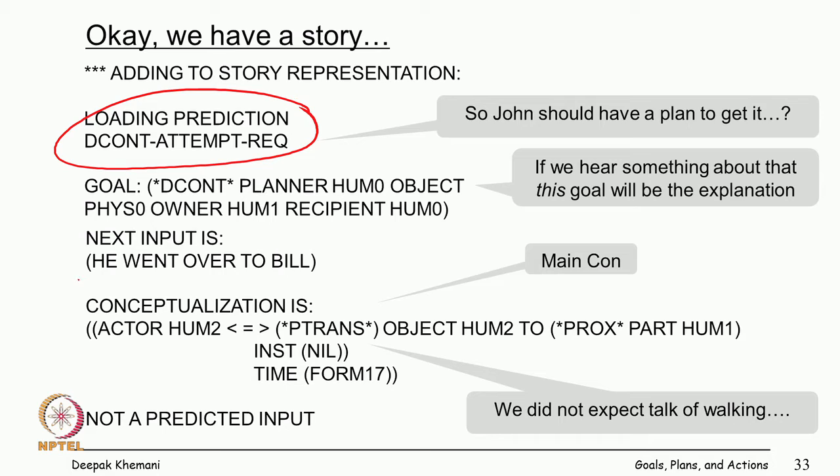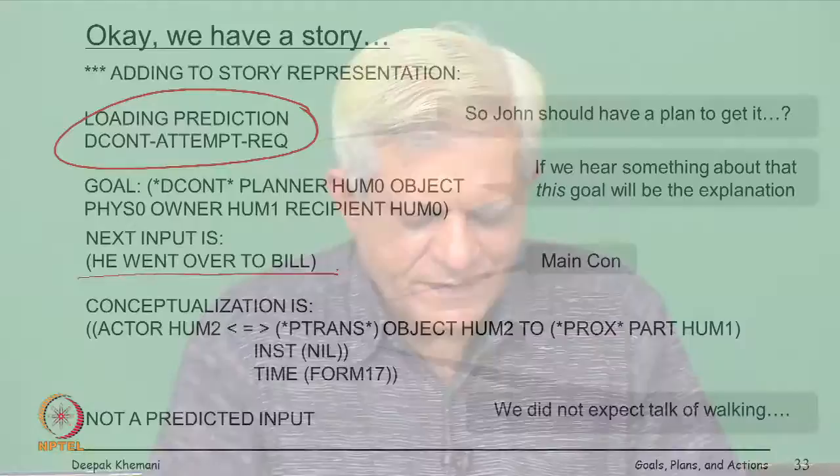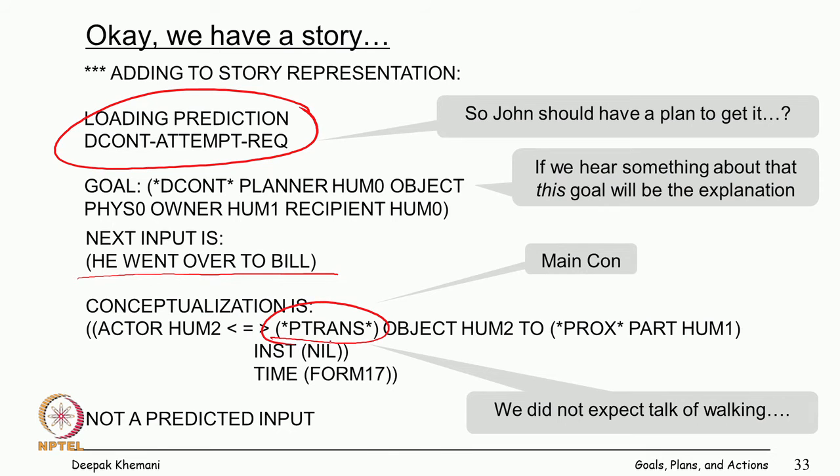But the next input turns out to be that he went over to Bill. So, we were expecting to hear a plan, because plans are parts of goals. We know he has a goal, so the next logical thing is the plan for achieving the goal, but instead what we hear is that he went over to Bill, which is obviously not a plan, it is an action. In fact, this is an action which we can recognize as a P trans of this object Hume 2 to proximity of Hume 1 and so on, but it is not a predicted input.